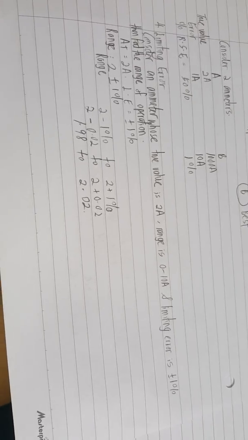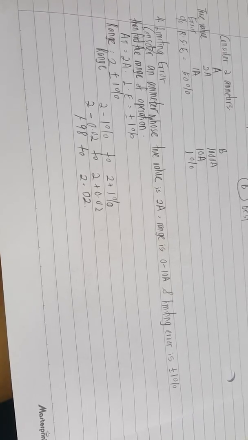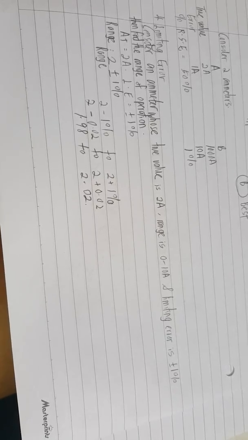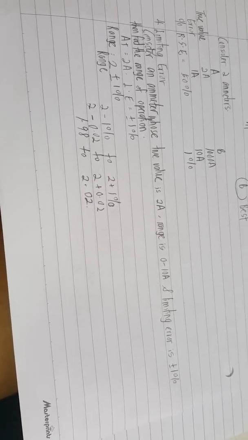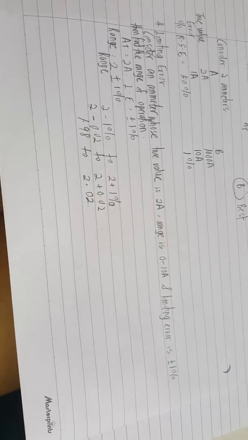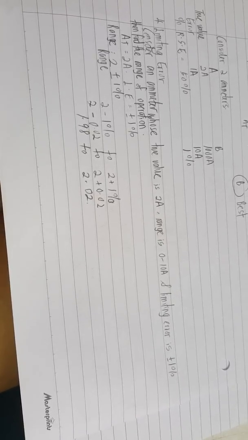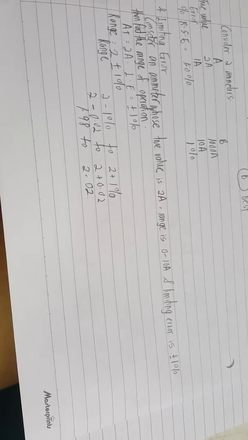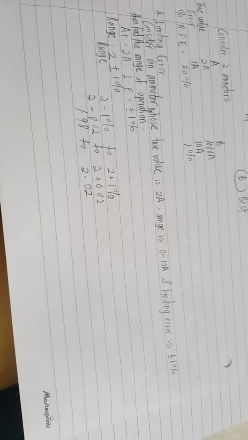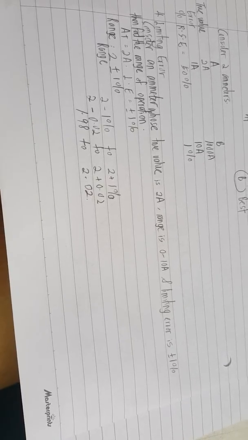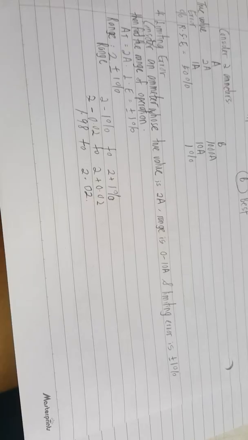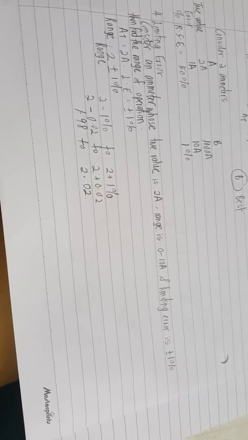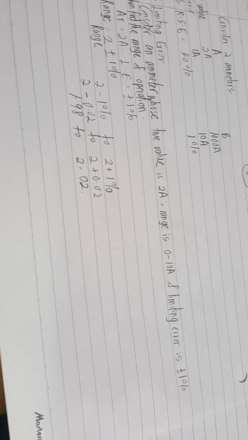For the limiting error, consider an ammeter whose true value is 2 ampere. The range is 0 until 10 ampere. Limiting error is plus minus 1%. Then find the range of operation. So the true value is 2 ampere. The limiting error is plus minus 1%. So the range is 2 minus 1% to 2 plus 1%, which after doing the calculation is 1.98 ampere to 2.02 ampere. Thank you.